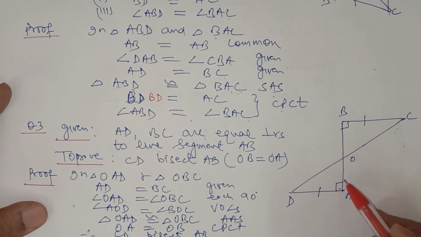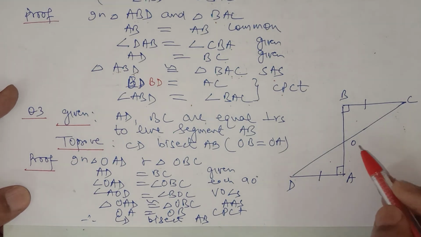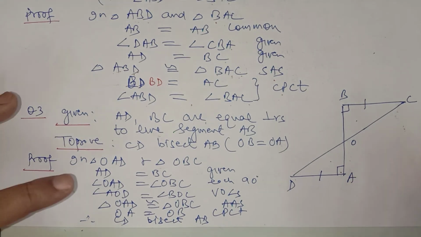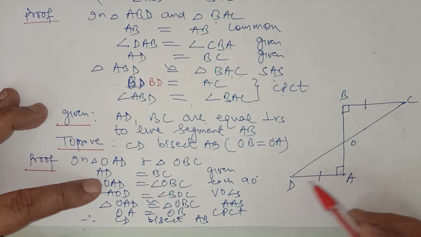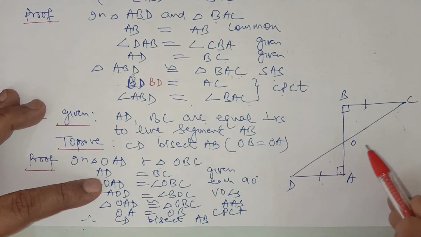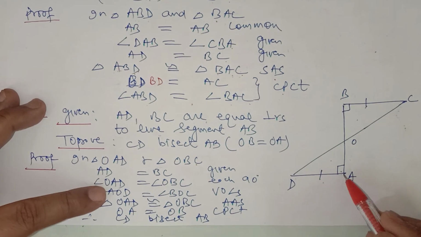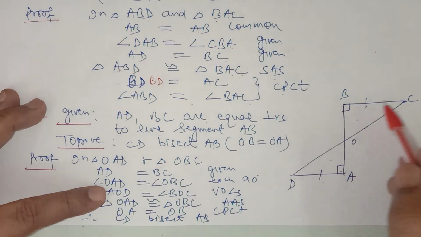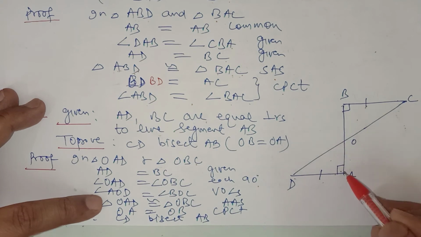Now, how can we prove that they are equal? We can first prove that these two triangles are congruent, and then say their corresponding parts of congruent triangles are equal. Now, how can we prove that they are congruent? It is given that AD is equal to BC. We are taking triangles OAD and OBC. We are proving that they will be congruent. So, what is given? AD is equal to BC. It is given, and angle OAD is equal to angle OBC. It is also given. They are each a 90-degree angle, and angle AOD is equal to angle BOC.